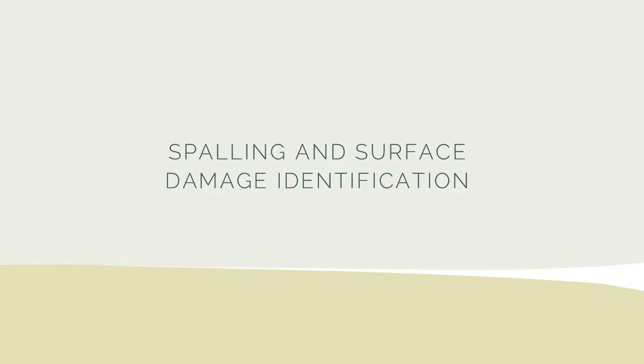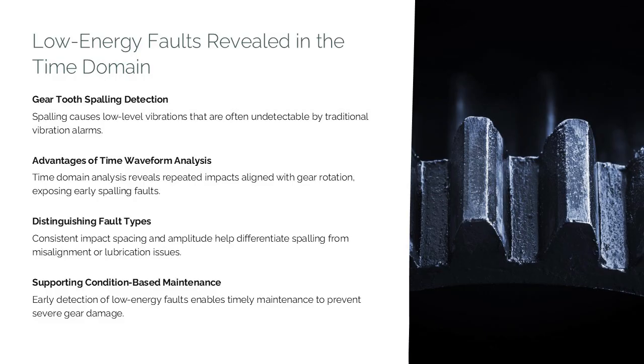Low-energy faults revealed in the time domain, spalling and surface damage identification. Gear tooth spalling is a surface fatigue phenomenon that often produces relatively low overall vibration levels, making it difficult to detect using traditional alarm thresholds. In spectrum analysis, spalling may not produce prominent peaks, particularly in early stages. Time waveform analysis, however, excels at revealing these faults by displaying a series of impacts spaced at the rotational speed of the affected gear. These impacts correspond to repeated contact between the damaged surface and the mating tooth.